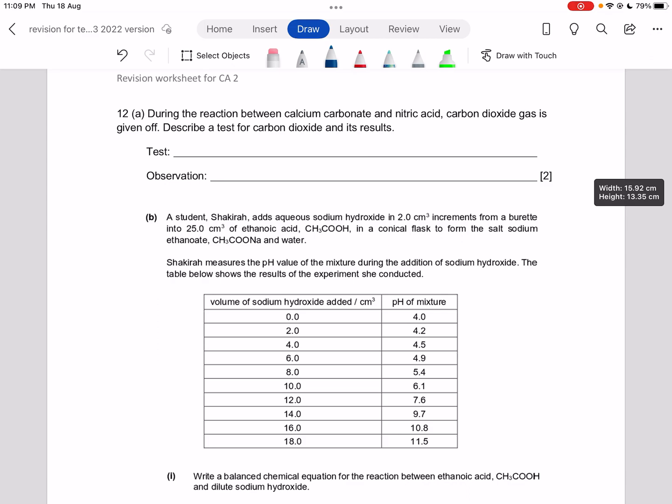Okay, then I think we have just one last question, question 12. Test for carbon dioxide. This one you all should know. Bubble gas into lime water. Then a white precipitate forms in the lime water.